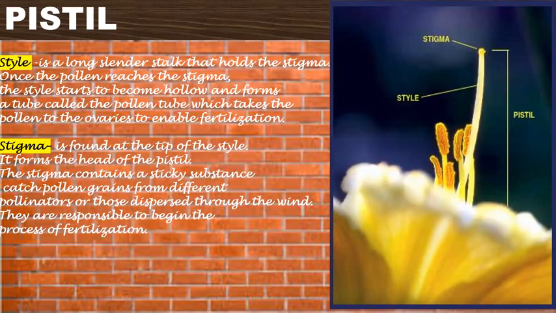Stigma is found at the tip of the style. It forms the head of the pistil. The stigma contains a sticky substance to catch pollen grains from different pollinators or those dispersed through the wind. They are responsible to begin the process of fertilization.